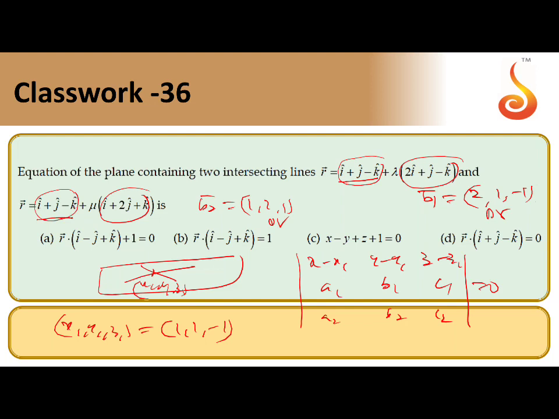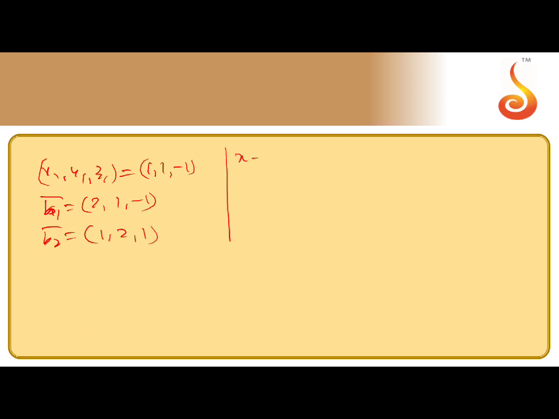What is the point here? (1, 1, -1), and the parallel vectors are (2, 1, -1) and (1, 2, 1). So here I will write x1, y1, z1. The point is (1, 1, -1), and b1 bar components are (2, 1, -1), and b2 bar components are (1, 2, 1). So what is the equation? x minus x1, that is x minus 1, y minus 1, z plus 1, then 2 1 minus 1, 1 2 1, equal to 0, and solve the equation to get the answer.